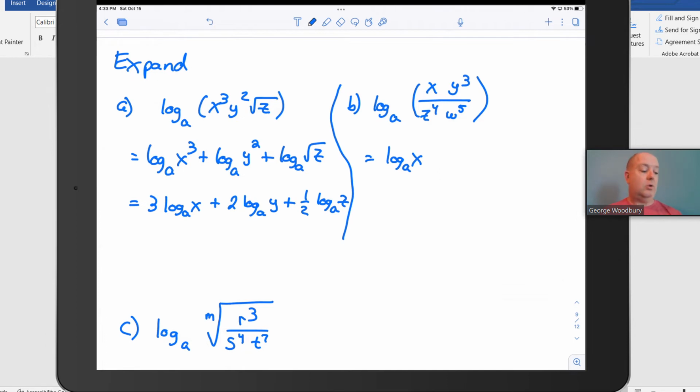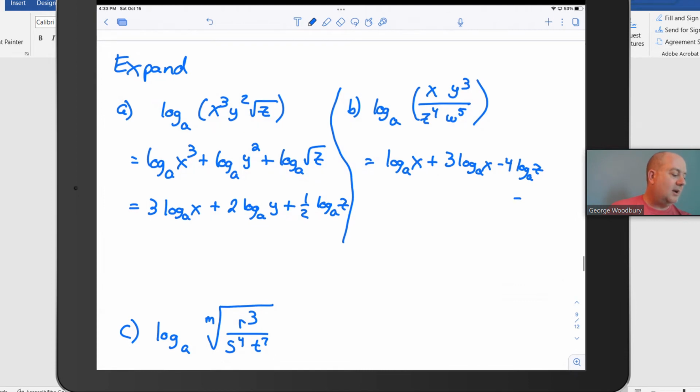Y is in the numerator, so that's adding. The exponent 3 becomes a factor, so that's 3 log base a of y. Now in the denominator, these factors are going to produce logarithms that are subtracted. Minus 4 log base a of z. Didn't really give myself enough room here. Minus 5 log base a of w.